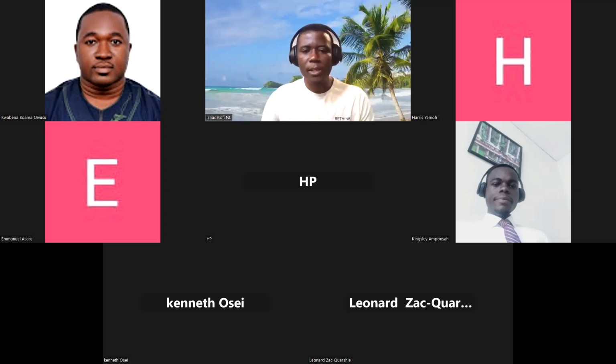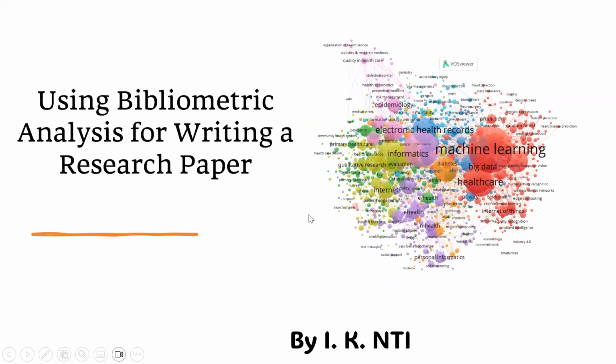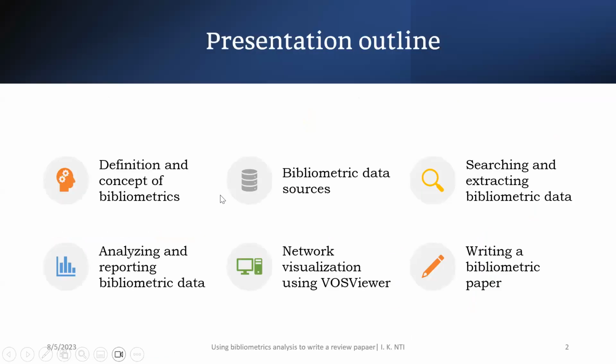So with the bibliometric literature review, let me share my screen. Okay, so using bibliometric analysis for writing a research paper. So first, we're going to look at the definition and concept of bibliometrics. We will look at where you can get bibliometric data sources. We'll look at searching and extracting bibliometric data. We'll look at analysis and then reporting bibliometric data. We'll look at network visualization with VOSviewer, and then we'll look at writing the bibliometric paper.